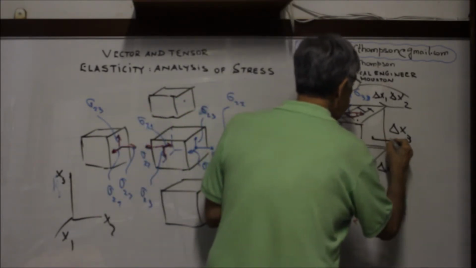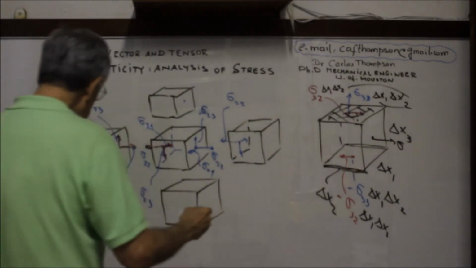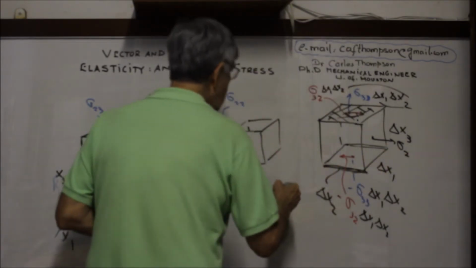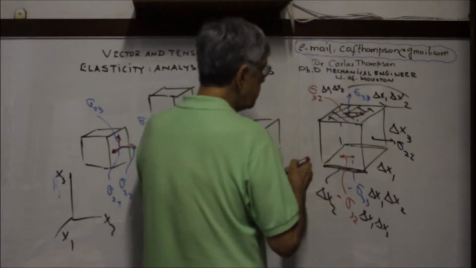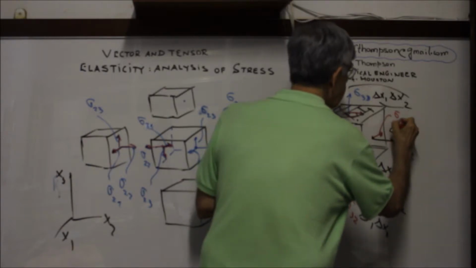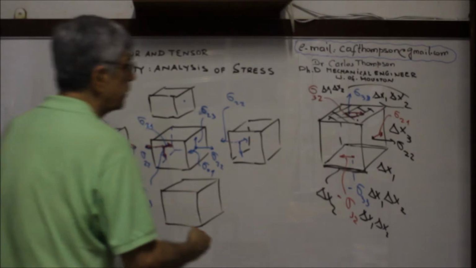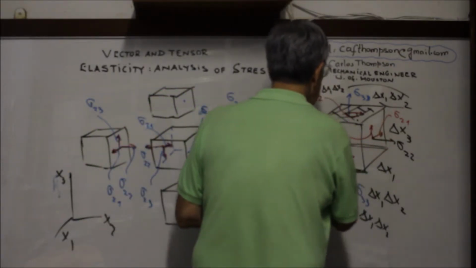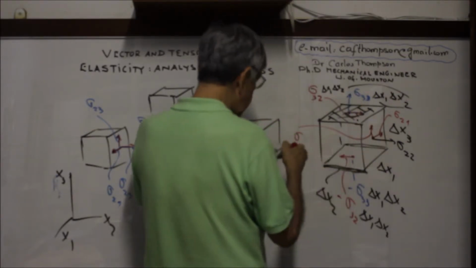So this is the x2 direction. So this will be sigma 2,2, okay? Now here will be sigma 2,1, because this x here is parallel to x1. And this will be sigma 2,3, because it's parallel to x3.